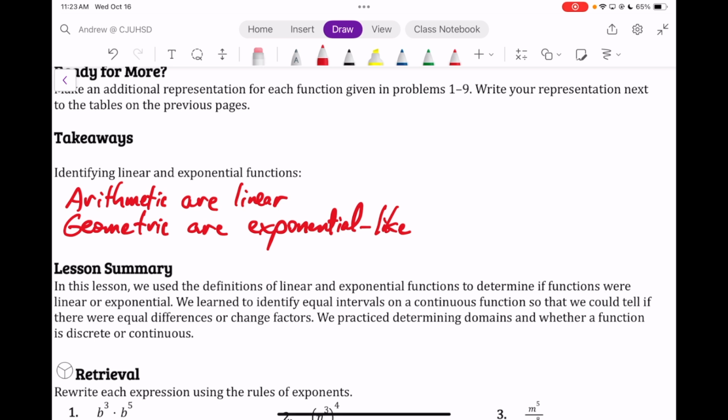Discrete versus continuous. Remember, if you have something like dot, dot, dot, dot, dot, that's discrete. And if you have something connected together, that's continuous.